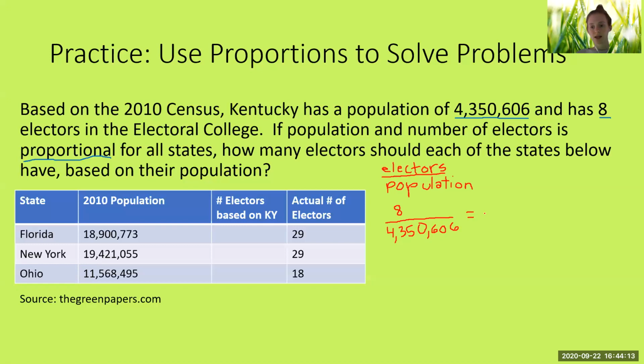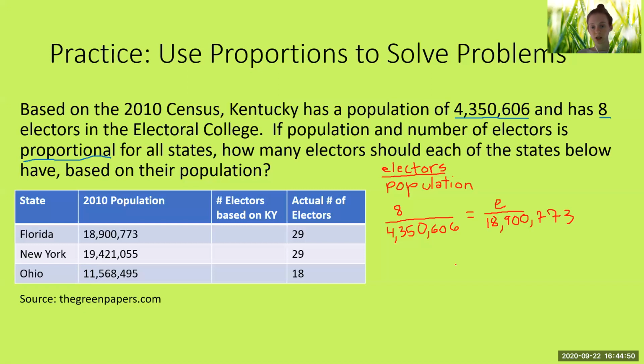And then my second ratio, right, I'm going to start with Florida here. So Florida, we're trying to figure out how many electors based on Kentucky. So I'm going to call this missing number of electors E for electors. And Florida has a population of 18 million, so quite a bit bigger than Kentucky, 18,900,773. Okay, so I have my proportion all set up. Now I just have to go ahead and do my calculations.